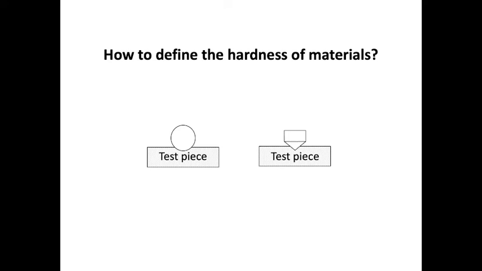So far, I have explained that the important mechanical properties include rigidity, strength, hardness, and ductility. We have already discussed rigidity and strength. Next is about hardness.